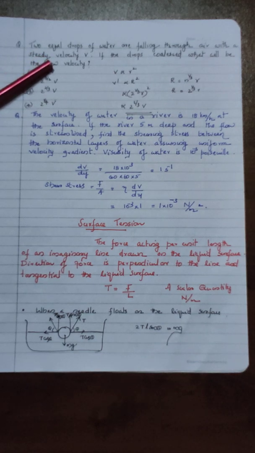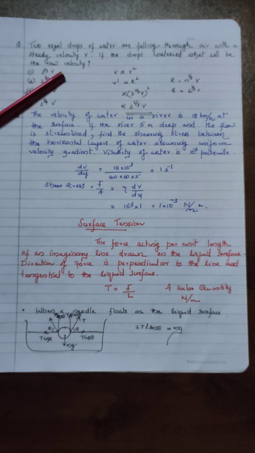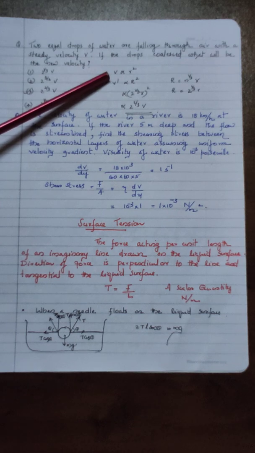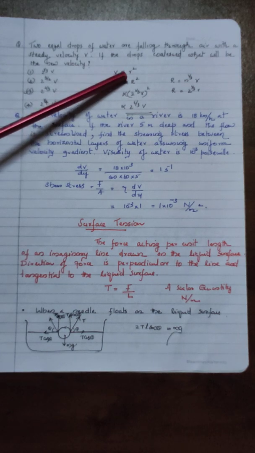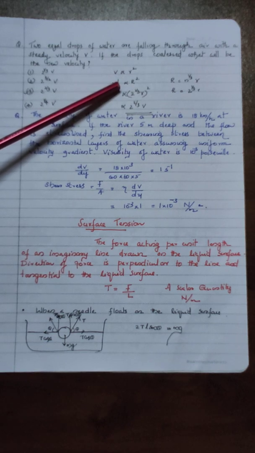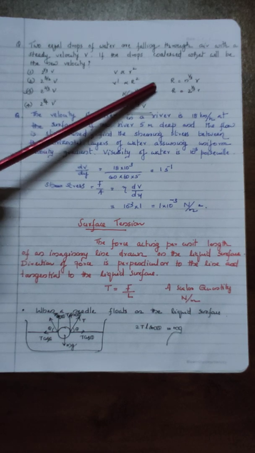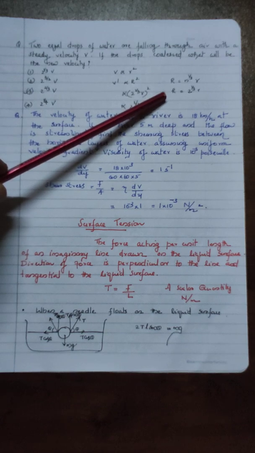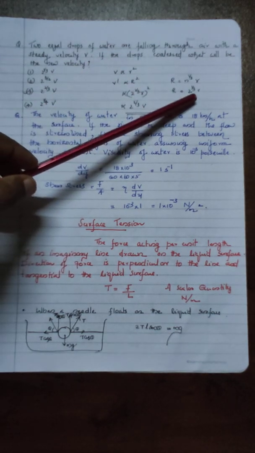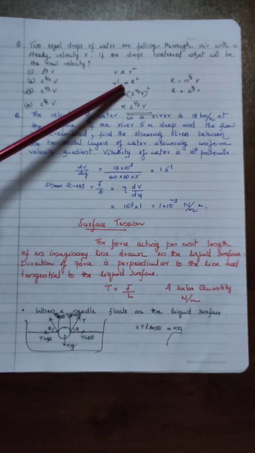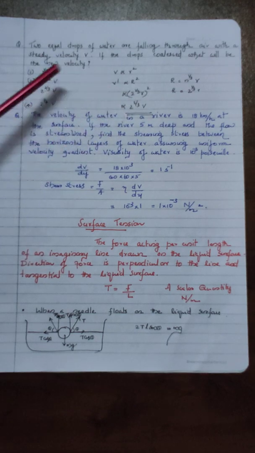Two equal drops of water are falling through air with a steady velocity v. If the drops coalesce, what will be the new velocity? So here we know the terminal velocity is proportional to radius square. Intuitively, its radius is r, but after coalescing it becomes a bigger one. Because of volume conservation, we can write the volume of the bigger one as n times the volume of the smaller one. We can find the radius as R is equal to n raised to 1 by 3 r. And here there are two equal drops, so you just get the capital R value. So for the bigger one, which is proportional to R square, so 2 raised to 1 by 3 r the whole square, you get the answer.